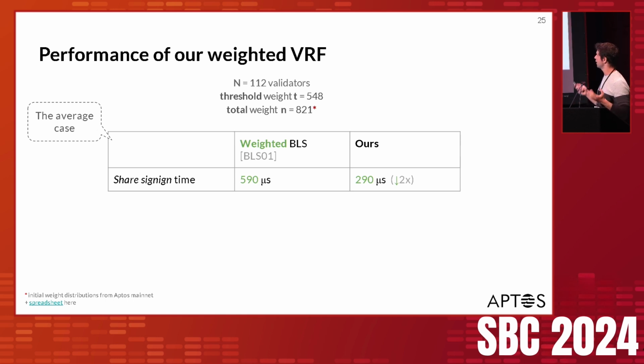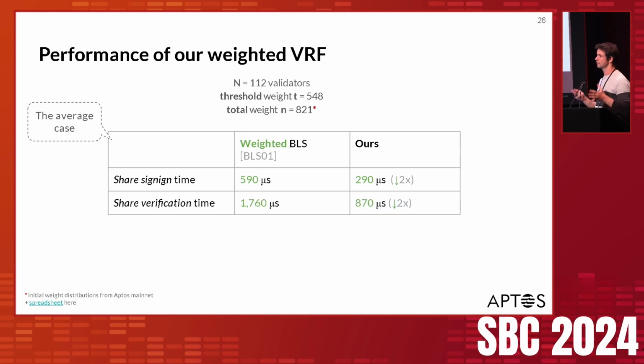In BLS, this time will depend on the weight, so it's a little bit slower than us. It's 2x slower on average. Now, the time to verify suffers from the same thing. In BLS, the share size will be linear in the weight. In our case, it's constant, so we tend to be faster on average. Same thing for the share size. It depends on the weight. In our case, it's constant, so we're going to be smaller.